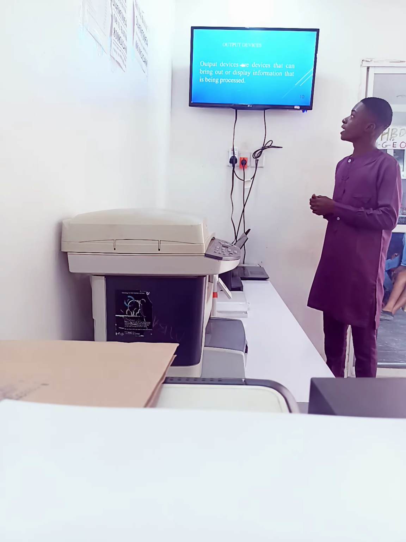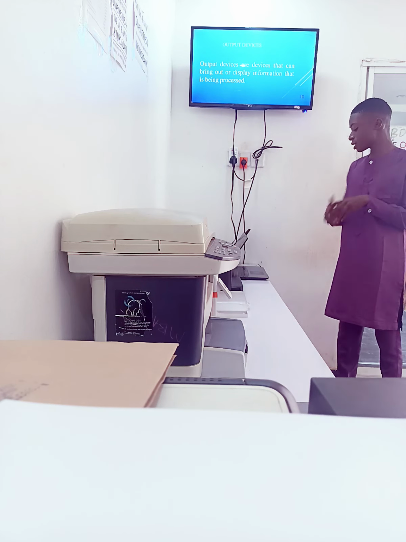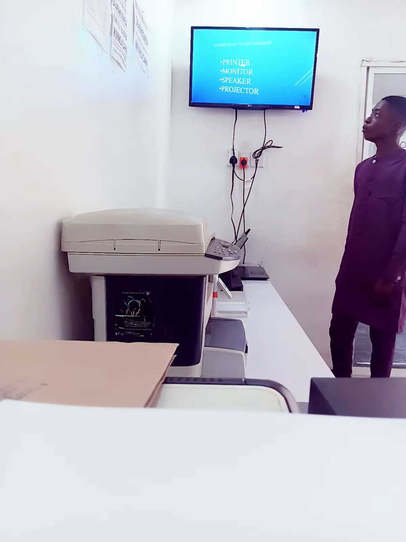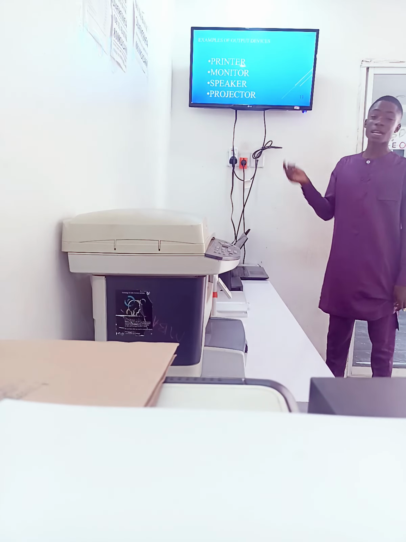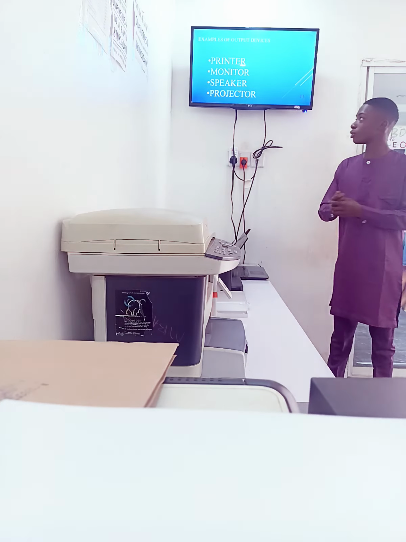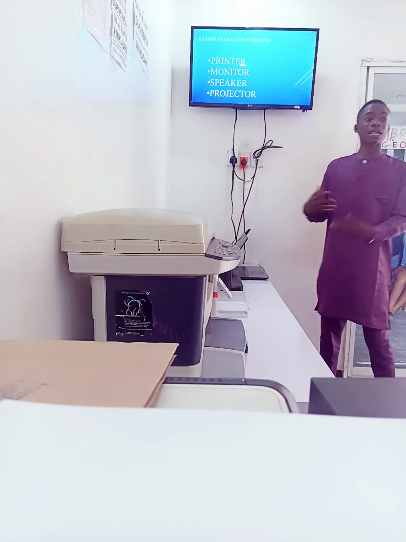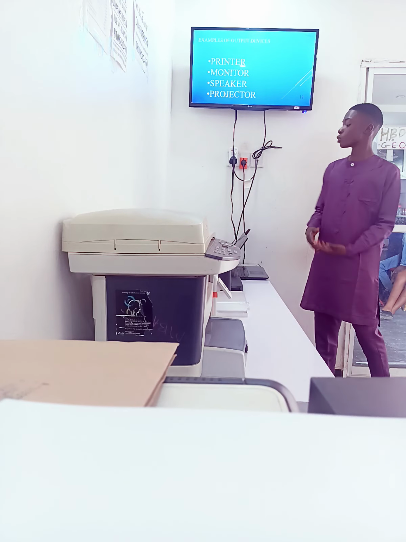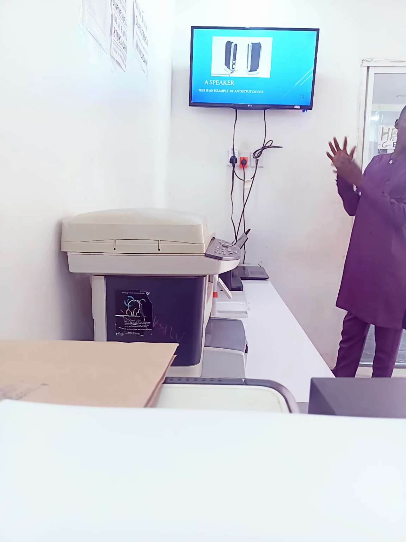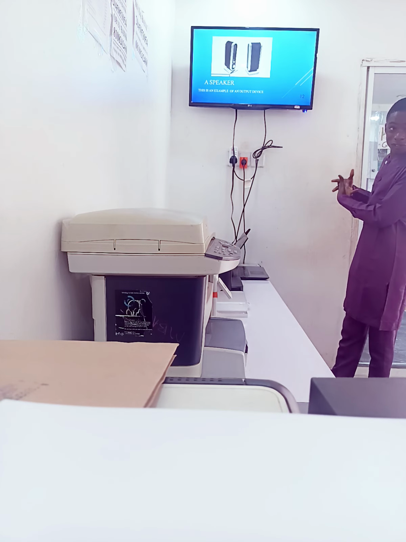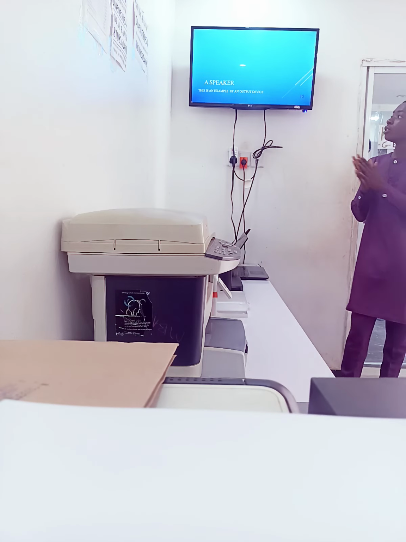We have the output devices. Output devices are devices that can bring out or display information that is being processed. The examples of output devices are printer, monitor, speaker, and projector. They are the devices that bring out information that you have typed into the computer. This is a diagram of a speaker. So that's an example of an output device.